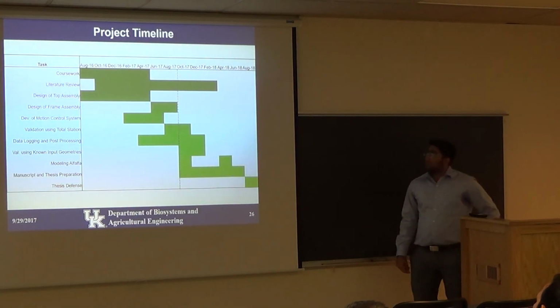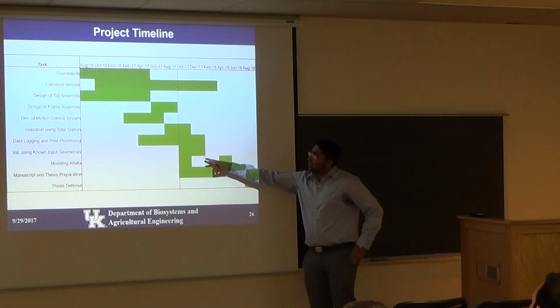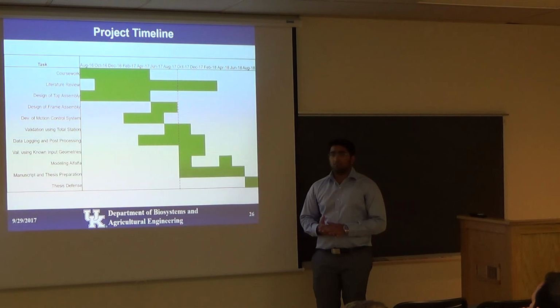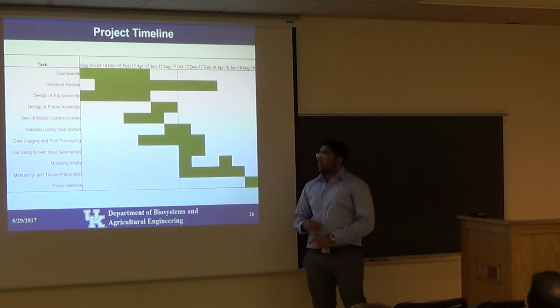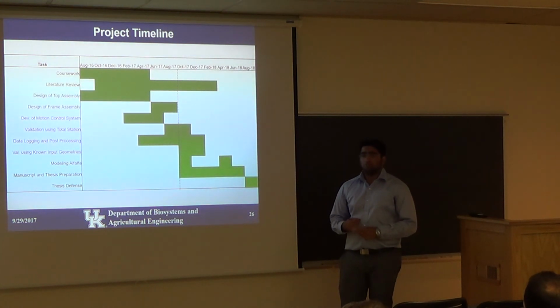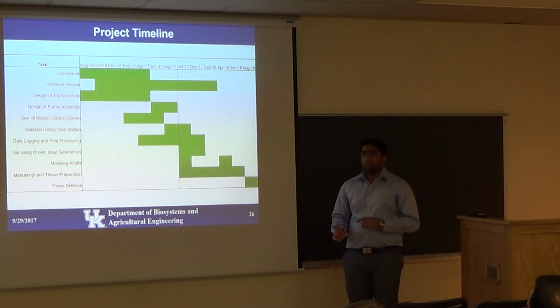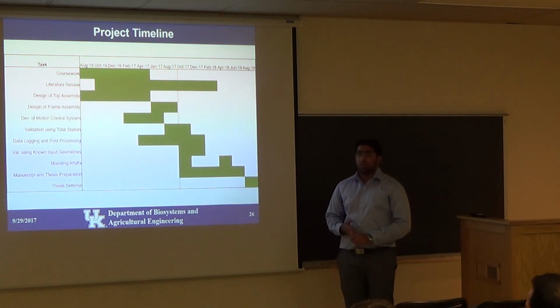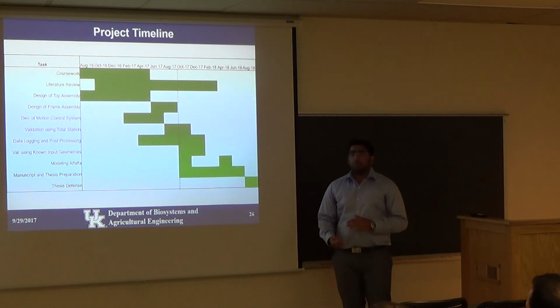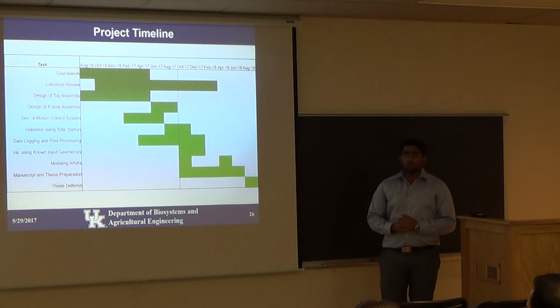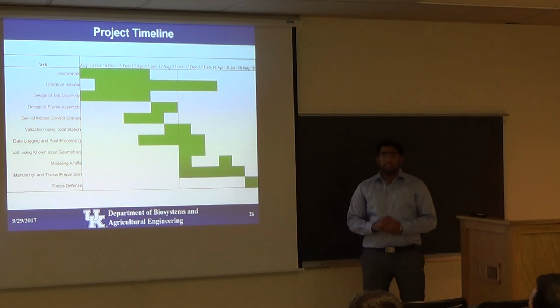And this is my project timeline. I'm working right here right now. Most of the first activity is almost done, and I did the data logging and data post-processing. I still have to validate the system using known input geometries. After that, the third activity will be modeling alfalfa, which I'll probably be doing over the next 2 weeks. The alfalfa is almost being harvested, so I'll probably have to collect some data next spring, in April. I'll be publishing a paper from Objective 1 and Objective 2, and I want to defend my thesis by August 2018.